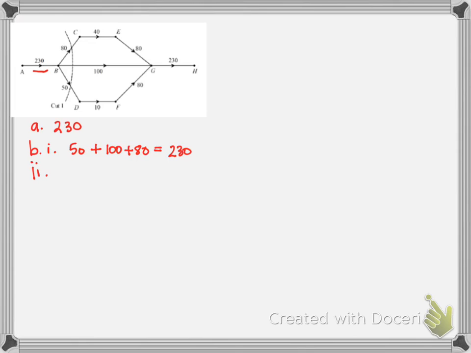And then for part 2, you were asked to explain why it was not necessary to upgrade the roads currently crossed by cut 1. You needed to say something that showed you understood that if you have 230 coming into this network, and those 3 roads under cut 1 allow 230 cars through, then there would be no reason to upgrade. You're already allowing the number of cars that can enter through the network, up until that point anyway.